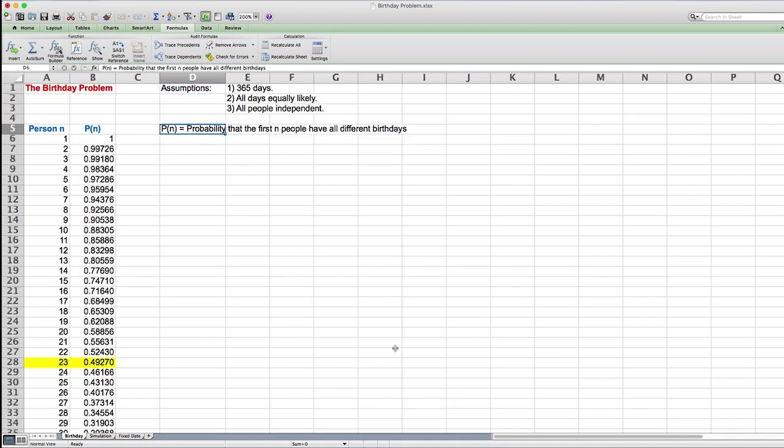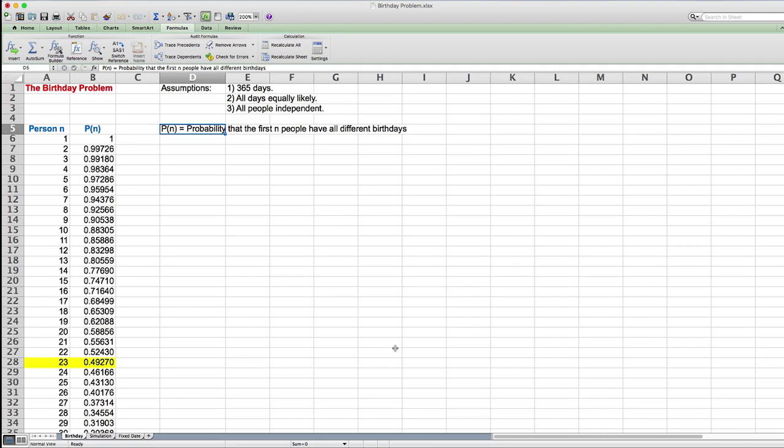And as I said before, we're not yet calculating the probability of the event we really care about, that there's at least one pair. Instead, we're looking at the complement. What's the probability that all of us in the room have their birthday on different days?